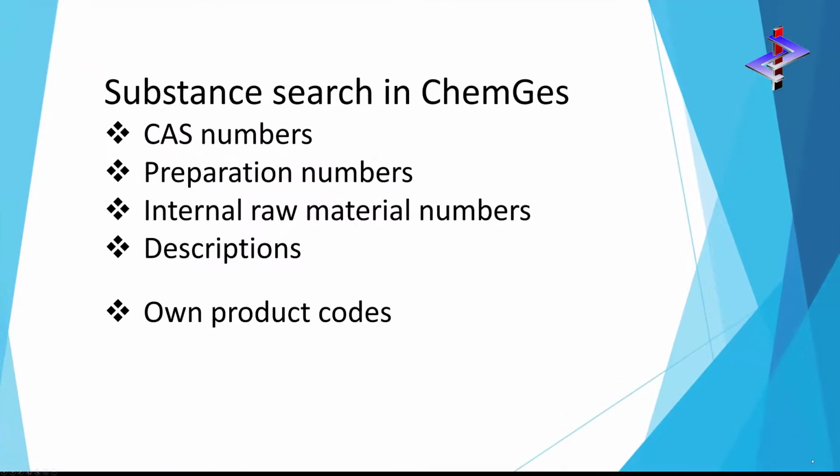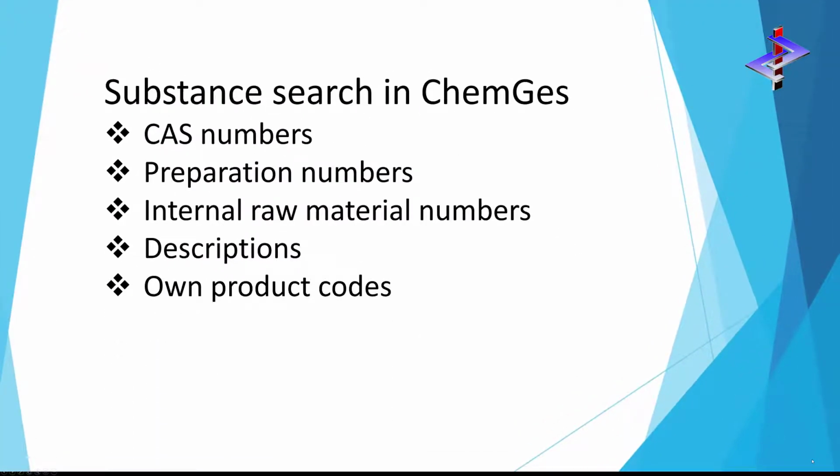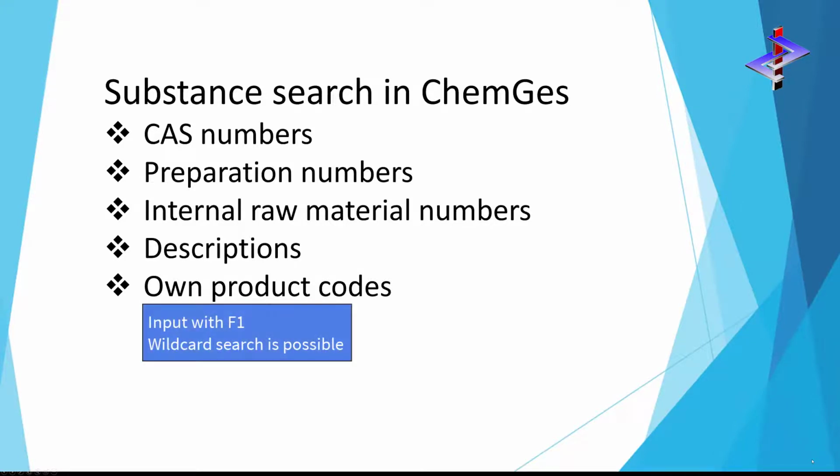Fifth, own product codes. Almost every company uses product codes. Since there is no uniform structure for them, the program would not be able to recognize, under any circumstances, whether the input is one of the aforementioned numbers or a description. Therefore, the input must be completed by pressing F1 or clicking on the corresponding button. For the search, the already explained wildcards can be used additionally.